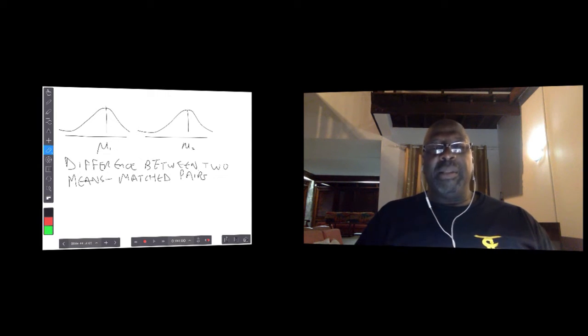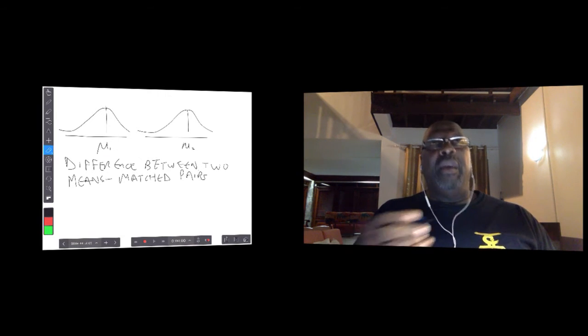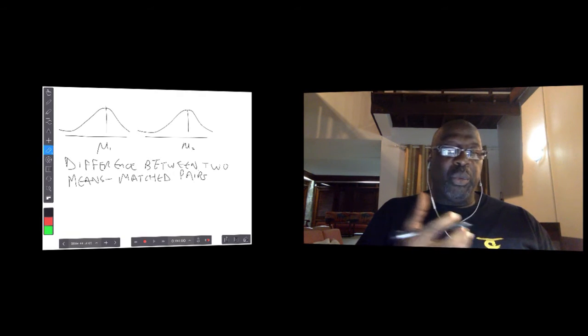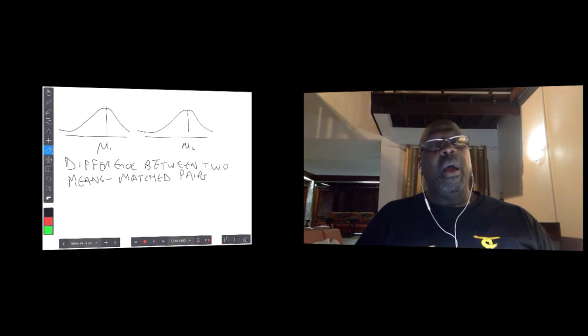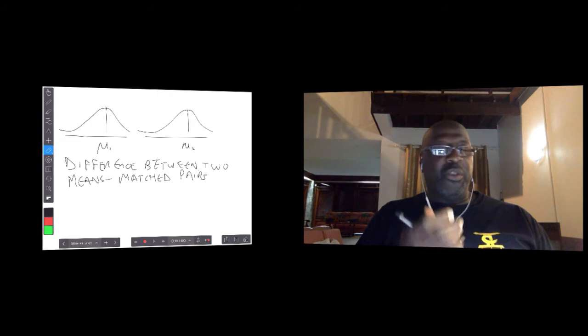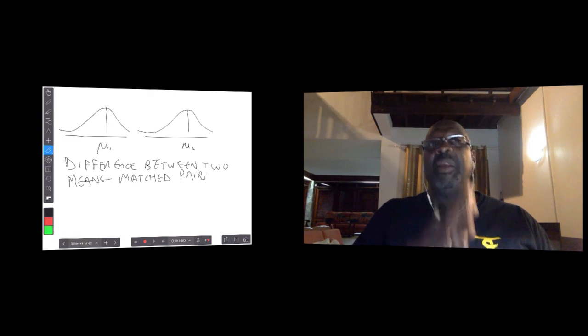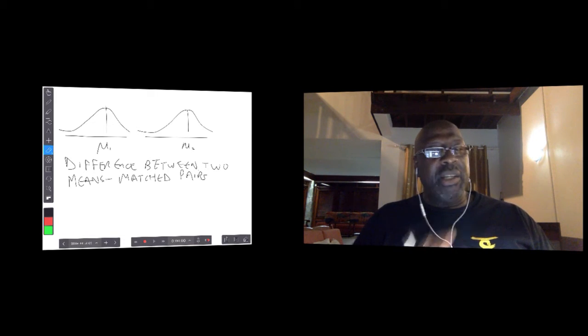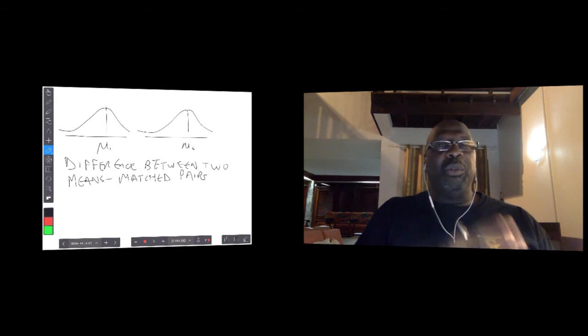What we're talking about is a situation where we want to test the difference between two population means. But the sample that we use is a single sample that will give us repeated measures. So we often refer to the samples as being matched in the sense that we use the same elements or the same subjects in the study or in the experiment. All we do is we change the conditions.